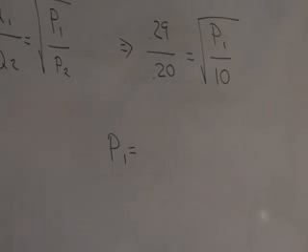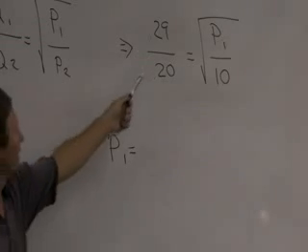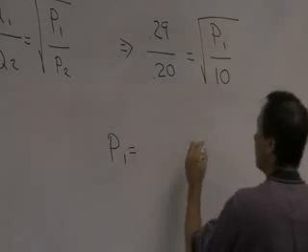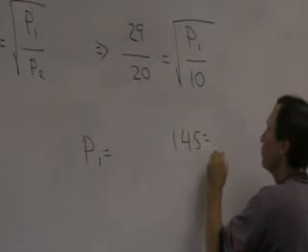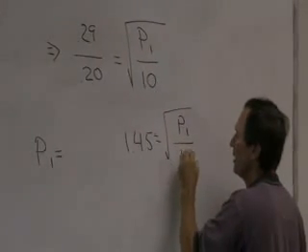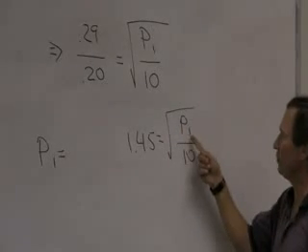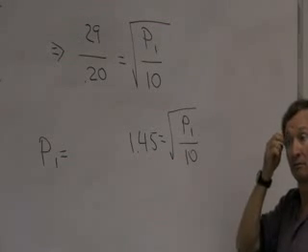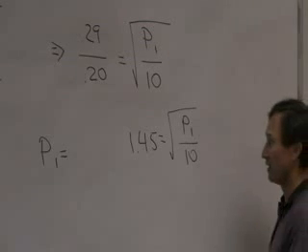What did we get for P1? We're running through that. You might want to think about running through those numbers. How do we get those numbers? Okay. So 0.29 over 0.2 is 1.45. So 1.45 is equal to the square root of P1 over 10. Right? Now how do I get P1? I square both sides. So square 1.45, that's 2.10.